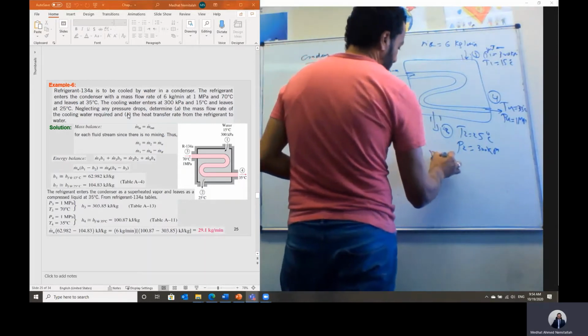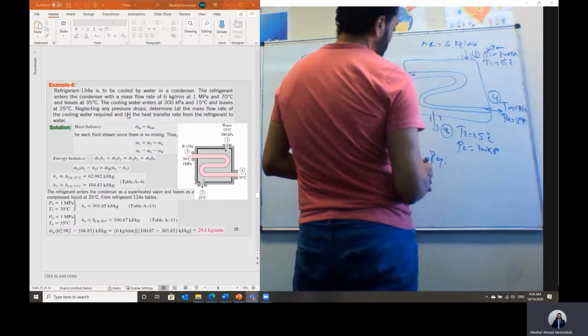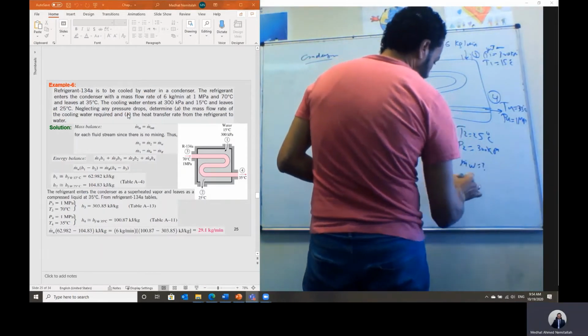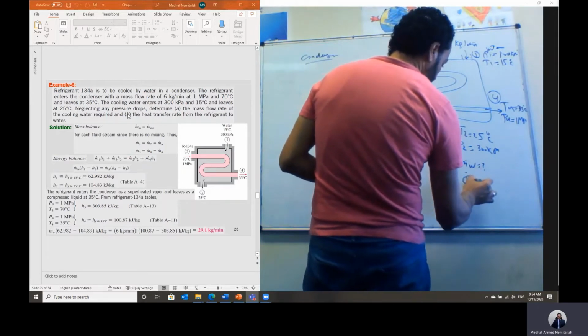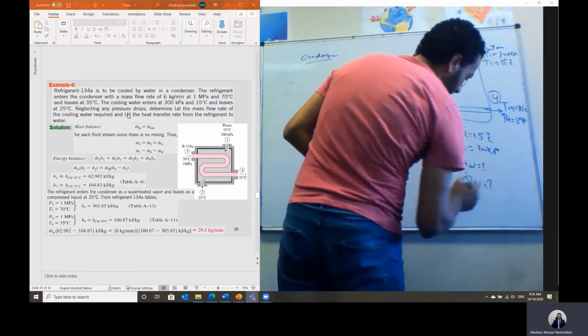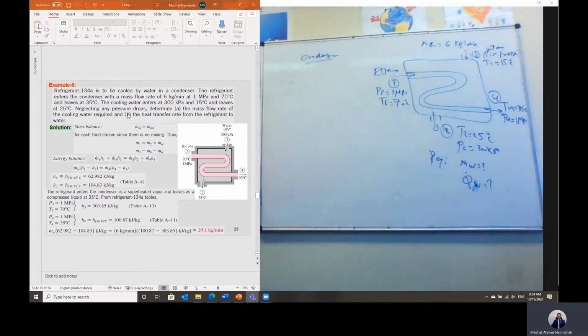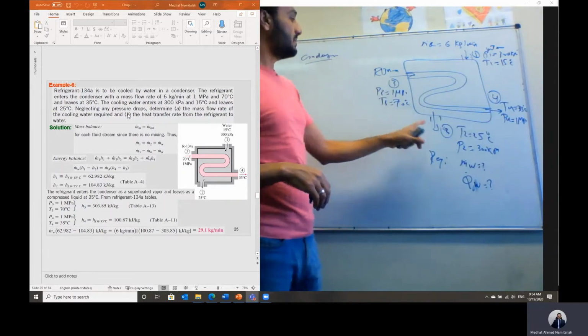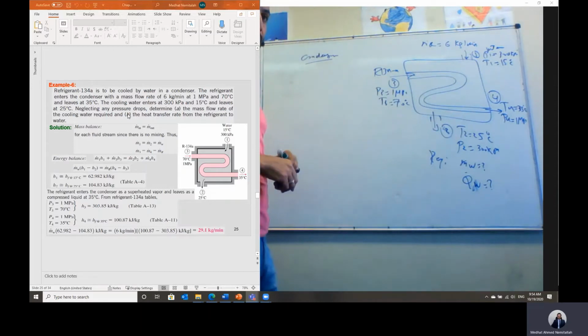So we need to calculate, in this case, the mass flow rate of the cooling water, and we also need to calculate the heat transfer absorbed by the cold fluid, which is the water in this case, Q dot by the water, or Q dot cold. Okay, let's apply the mass equation. So we have m dot hot, m dot 3 will equal m dot 4, and m dot 1 will be the same as m dot 2. But we cannot get anything from it.